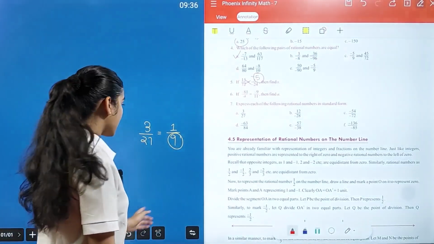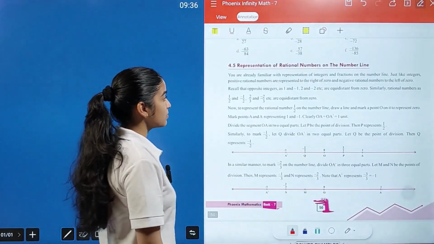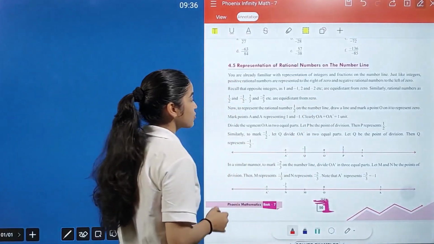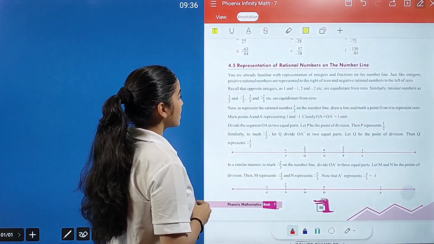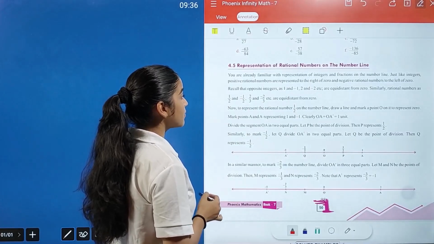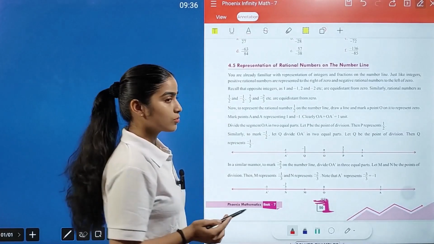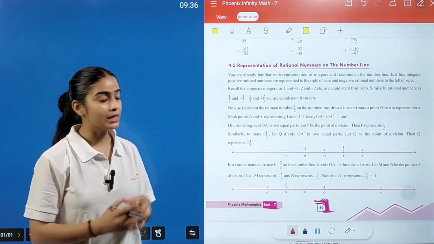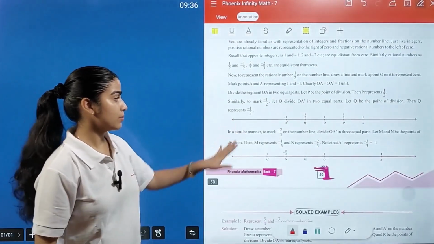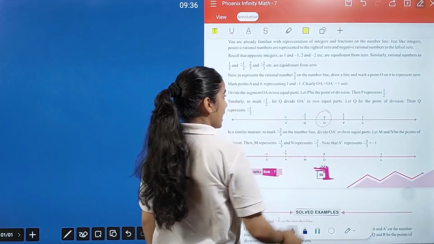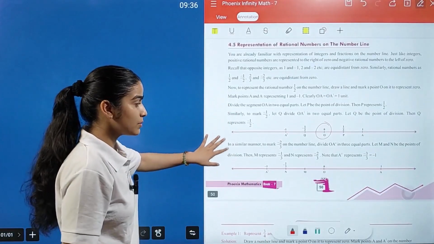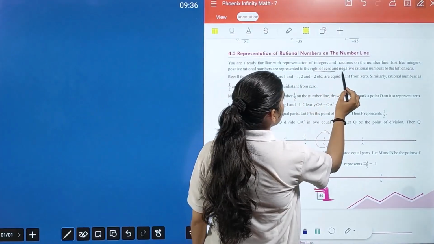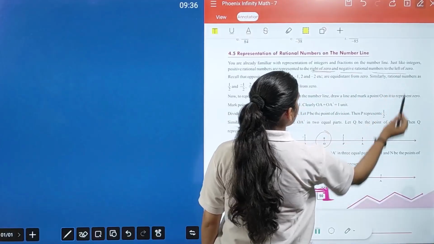That's it. Now we have our next concept, which is representation of rational numbers on the number line. You are already familiar with representation of integers and fractions on the number line. Just like integers, positive rational numbers are represented to the right of 0 and negative rational numbers to the left of the 0. So as we represent our integers on the number line, the same process we have to do here. You have a number line, in middle you have 0, and on right hand side you have positive numbers, on left hand side you have negative numbers. Okay, so right of 0 and negative rational numbers to the left of 0.